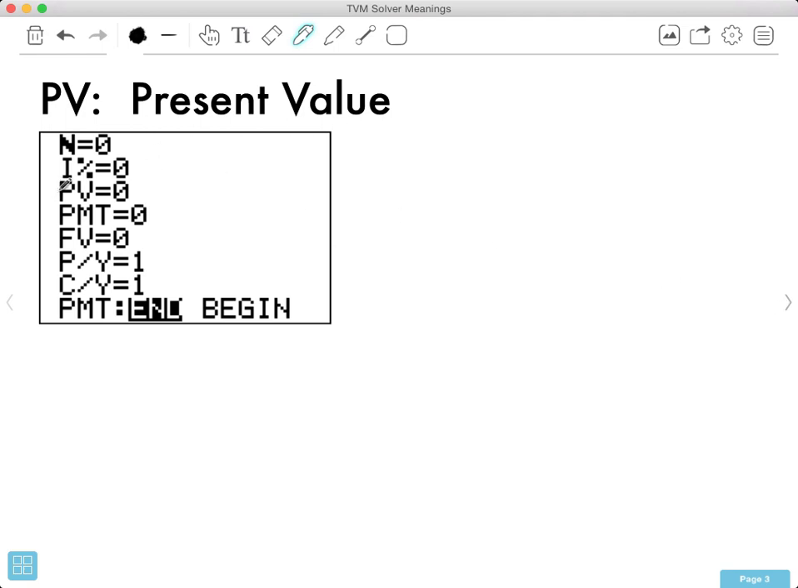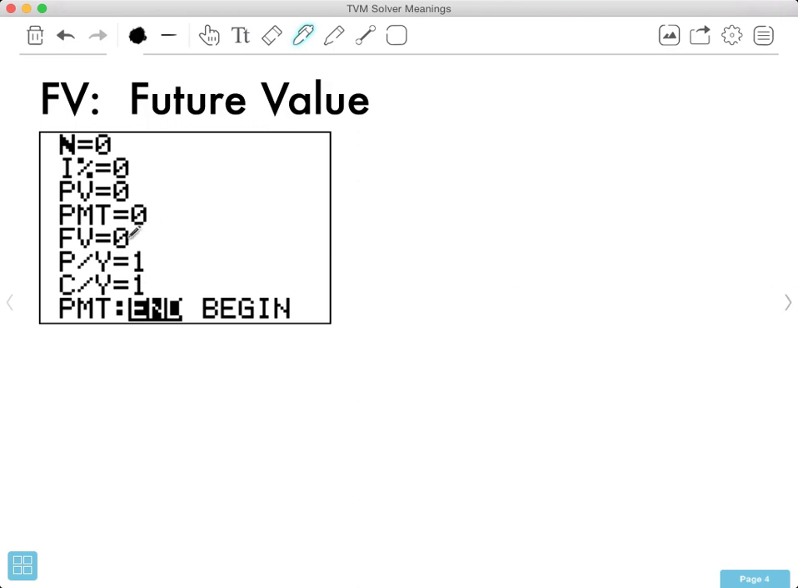PV, the third line, stands for present value. It's the amount of money in the investment or the amount of money borrowed on day one. It could be zero if you're starting with nothing. It could be any amount higher than zero as you go from there. It is a dollar amount.